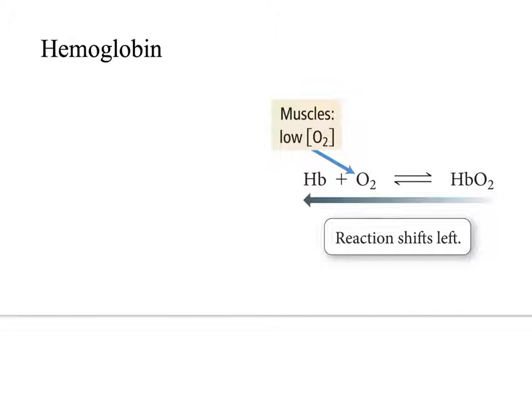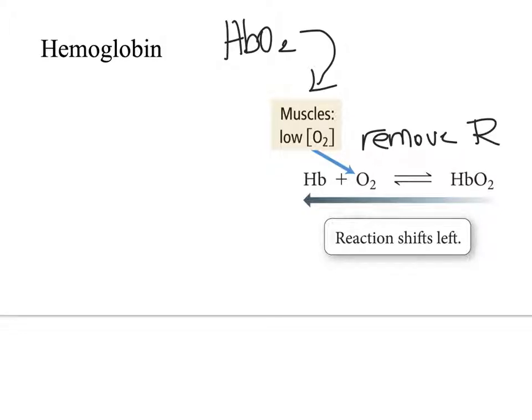Okay, now we have hemoglobin with oxygen bound to it that has picked up oxygen in the lungs and it's carrying it back to the muscles. In the muscle, there is low oxygen concentration. That is like removing reactant. When that happens, that is going to cause the reaction to shift back to the left, or in the reverse direction. So now the hemoglobin is releasing the oxygen.